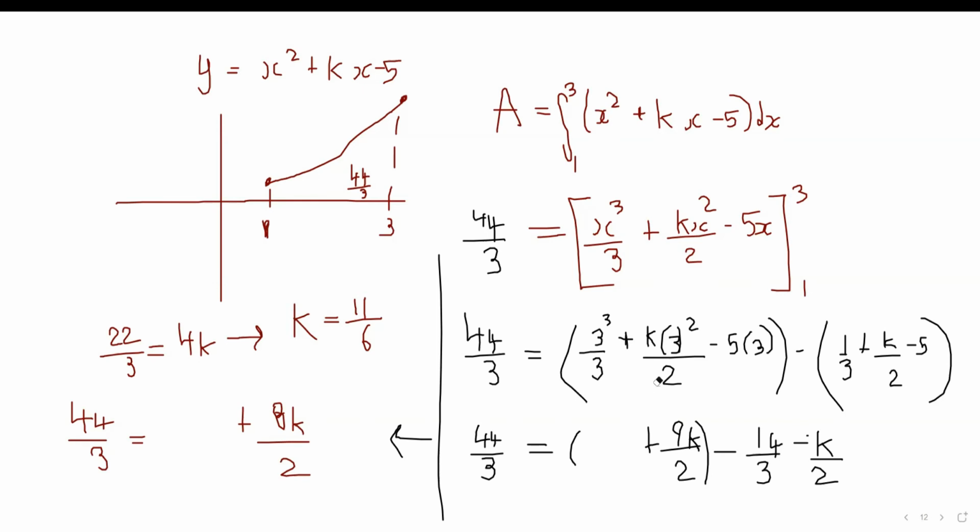I have 3 cubed divided by 3 minus 5 times 3 minus 1 over 3 minus 5. That's minus 11 over 3. So I'm actually just using my calculator for everything right here. This part, over here, I get minus 11 and 1 over 3. And then this part right here is 9k over 2 minus k over 2. That's plus 8k over 2.